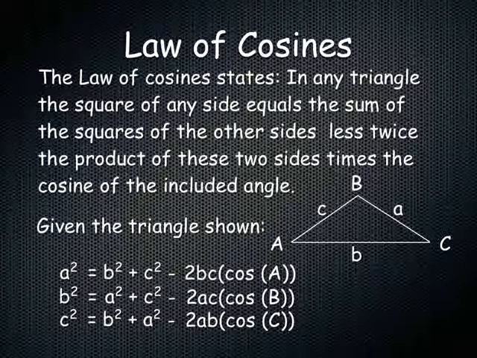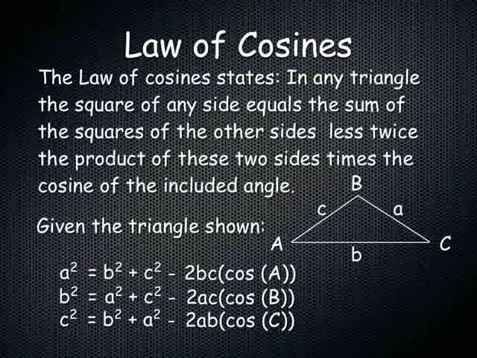So we use a different formula for each one depending on which one we're solving for. But remember, it's always 2 times the two sides that are being used to solve for the other one, and the angle that corresponds to that other side.